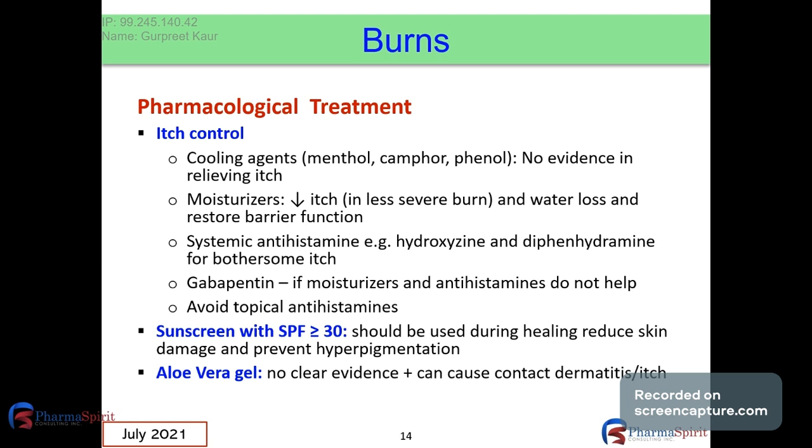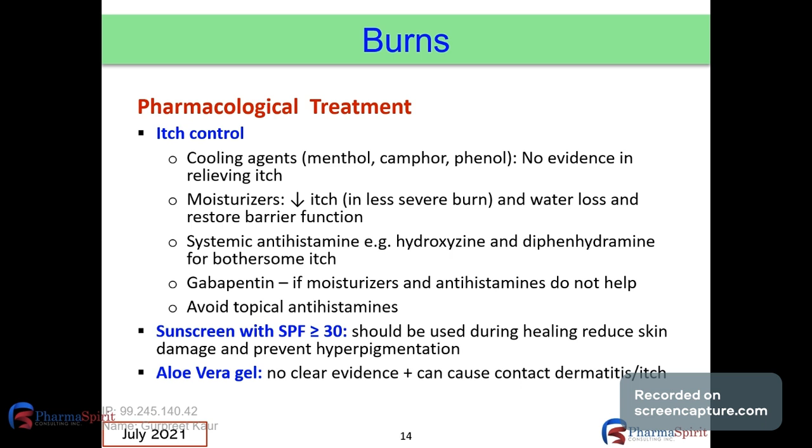We also need to use sunscreen, and sunscreen here is not used for the itch. Sunscreen is another measure that we need to use. So during healing, usually the burn area becomes sensitive to the sun, and this can cause further damage. If the patient is exposed to the sun, this can cause further damage to the area. Plus, sun exposure can lead to hyperpigmentation. The sunscreen should be used until the area has completely healed, and usually we use sunscreen with a sun protection factor of 30 or higher.